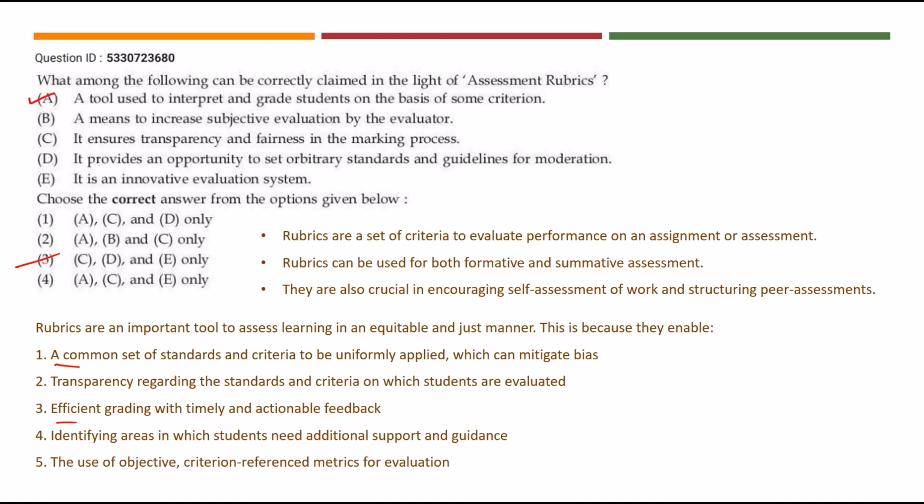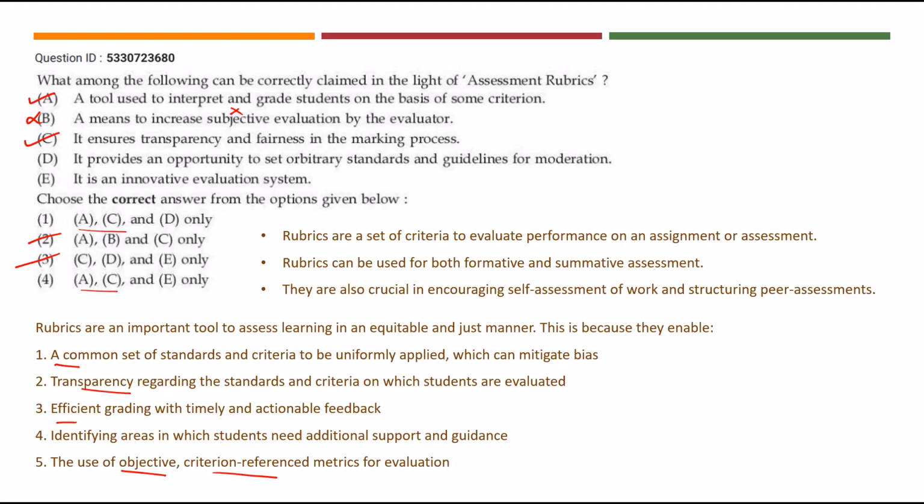What about B? A means to increase subjective evaluation by the evaluator. What is actually subjective? Based on the evaluator, the evaluation will differ. That is subjective. But here they have given the use of objective and criterion referenced metrics for evaluation, which says it is not subjective but objective. So B is wrong. Any option that involves B can be ruled out. C statement. It ensures transparency and fairness in the marking process. Yes, there is transparency regarding the standards and criteria on which students are evaluated. So C is also there. So both the options are having C here.